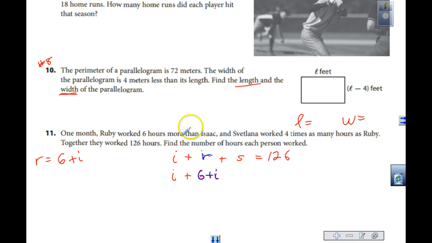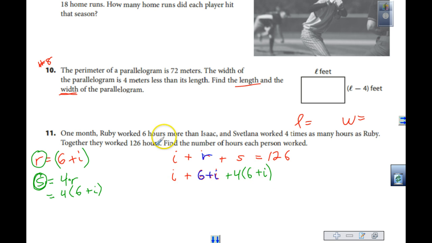And then we go, let's see here. Then Lana worked 4 times. So Lana worked 4 times Ruby. Right? 4 times whatever Ruby worked. Well, we already know that Ruby worked this much, right? So Svetlana worked 4 times 6 plus I. So again, see how we wrote Ruby using I? And now we have Svetlana, only I, in terms of Isaac. Now it's something that we can solve. We only have one variable.